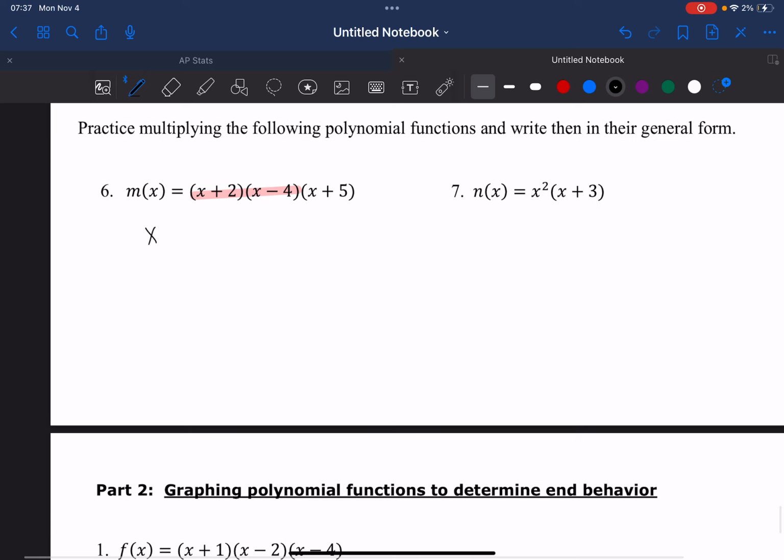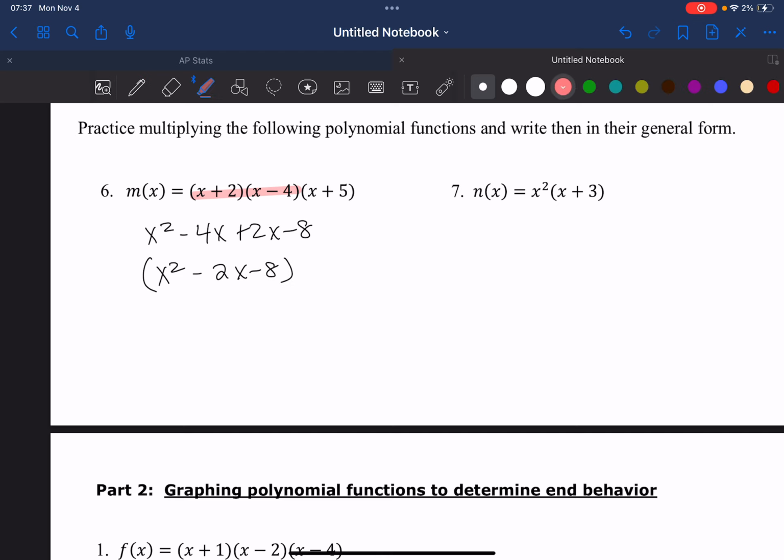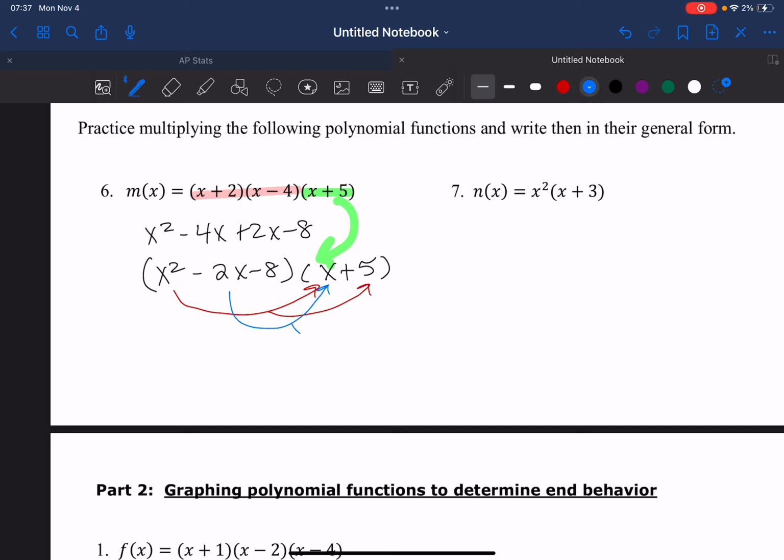So this is x squared minus 4x plus 2x minus 8. This simplifies to x squared minus 2x minus 8. Okay, that's my answer of FOILing the first 2. Now I'm going to bring down the third one and rewrite it down here. So x plus 5. And then I'm going to FOIL these 2 parentheses. So I'm first going to distribute the x squared. Then I'm going to distribute the negative 2x. But since I have a third term there, I'm also going to distribute that negative 8.